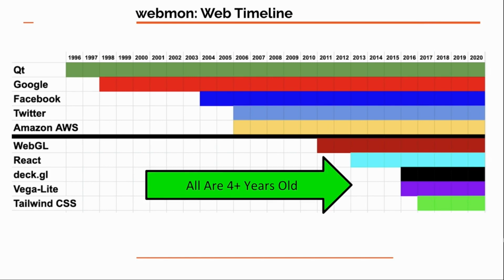And what I would say about that is, to me, these all feel brand new. I mean, I've been doing this for a while. Vega-Lite and Tailwind, I really found out about 3 months ago. They all seem brand new to me, but they're 4 years old, right? So even the youngest thing here is 4 years old. That's college, right? That's not a short period of time.